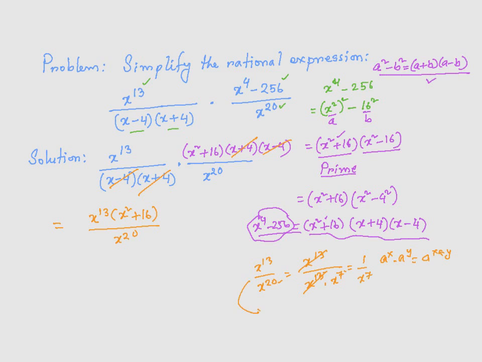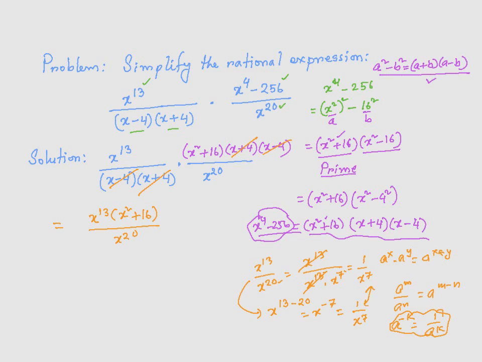Now I could also simplify this using the rule for exponents that says a to the power m divided by a to the power n is equal to a to the power m minus n. So it's going to be x to the power 13 minus 20, which is x to the power negative 7. Also remember the rule: a to the power negative k is equal to 1 over a to the power k. That's the definition, an important one to remember. So I could rewrite it as 1 over x to the power 7. Doesn't matter which route you follow, you come up with the same final answer.